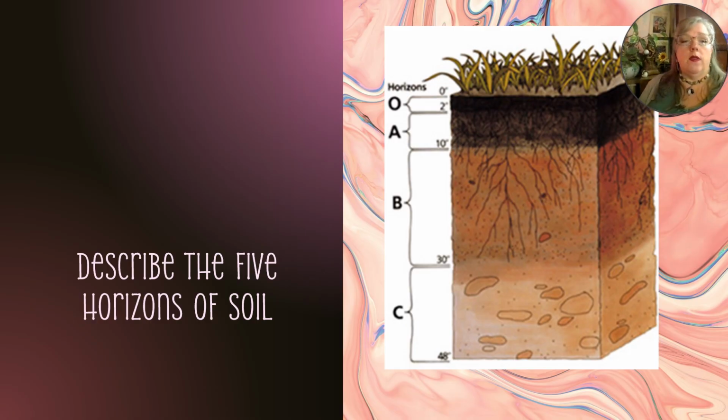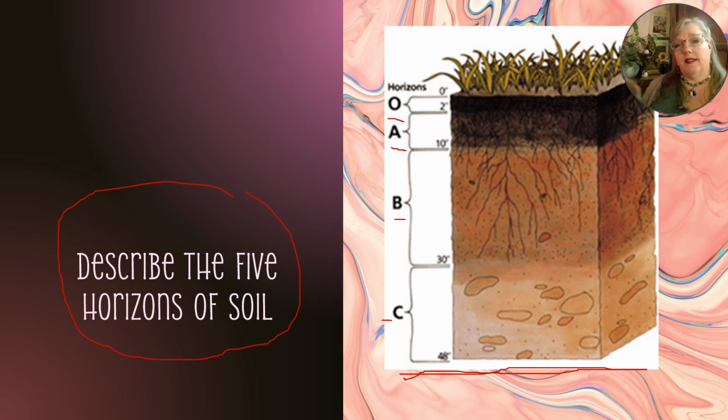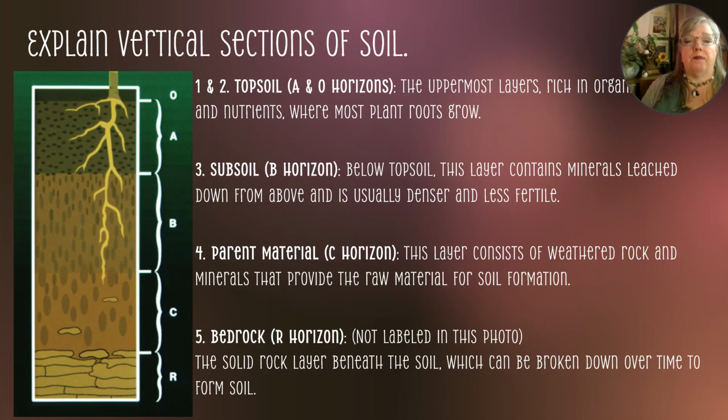Now, the next objective is to describe the 5 horizons of the soil. You see here with the letters, okay? And there's one down here at the bottom that's not listed. This picture I took from your book. On the next slide, I go over all 5 of them.